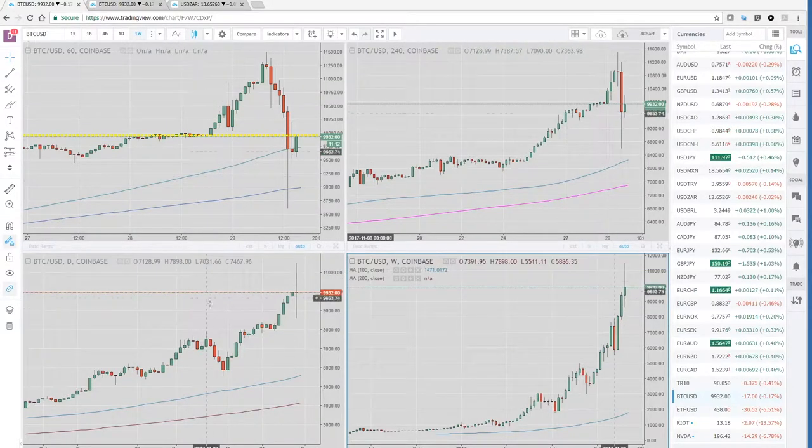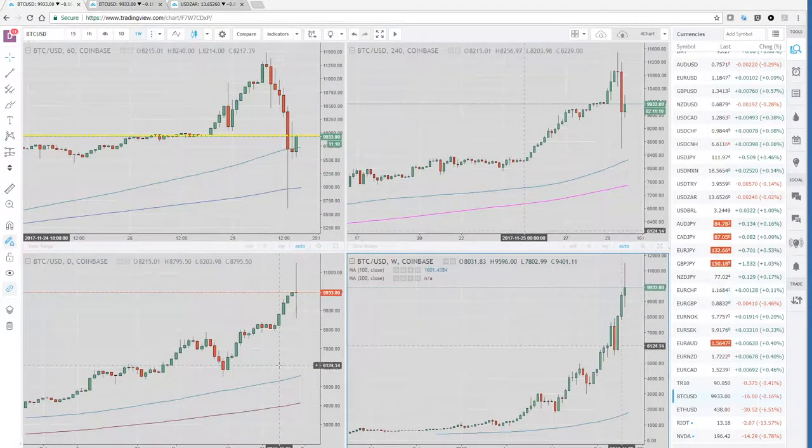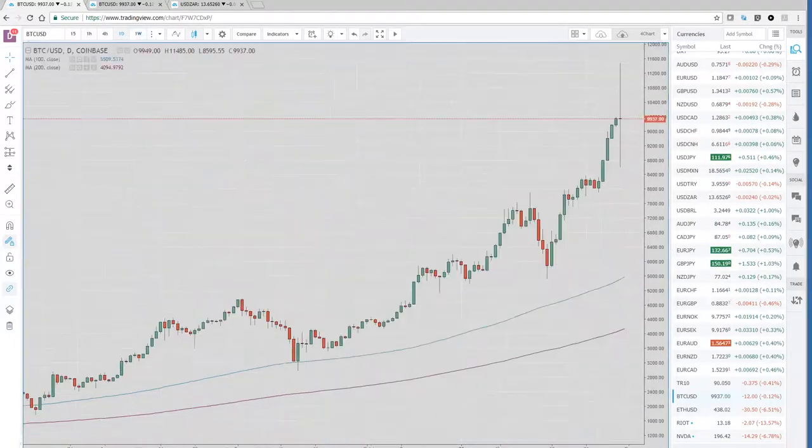Let's hop right into this first chart because this was a crazy day. It makes me wonder why I'm trading currencies and not just cryptocurrencies. Here's a daily chart of Bitcoin. As you can see here, we had this parabolic rise.